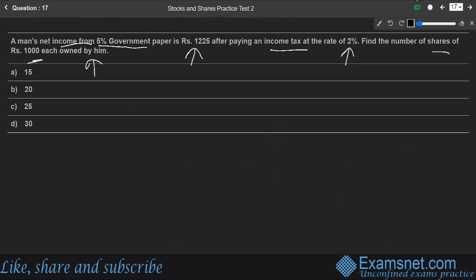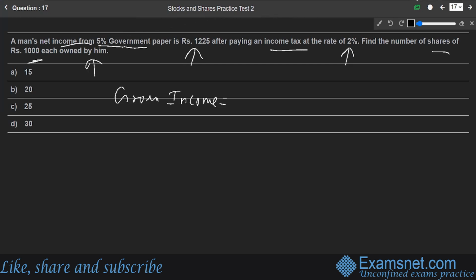So we need to find out that in the same scheme where he has to pay a 2% tax also, if he invests 1000 rupees, how many shares are owned by him? This is the particular question. So first of all, we have to understand what is the total income that he is receiving with the income tax. For that we need to find out the gross income. What is the gross income that he's receiving?